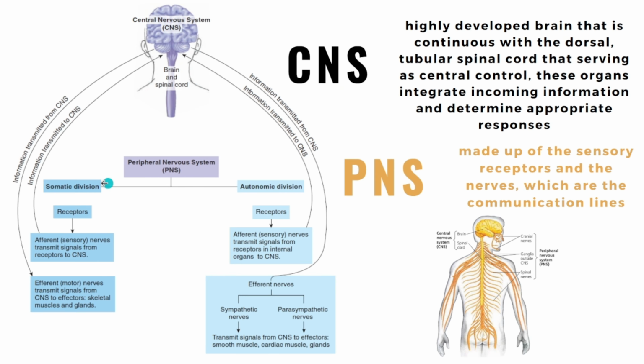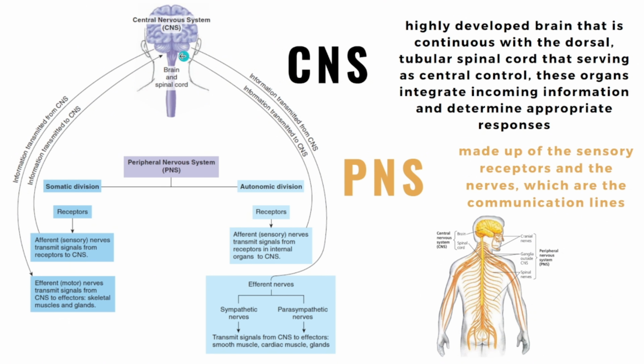In this diagram, you can see that the peripheral nervous system contains afferent neurons. When a receptor detects something, it sends the information through the afferent neuron, and this information goes to your brain. This brain is your central nervous system.